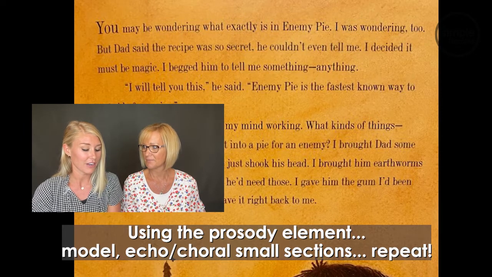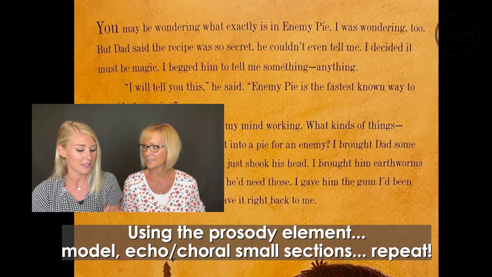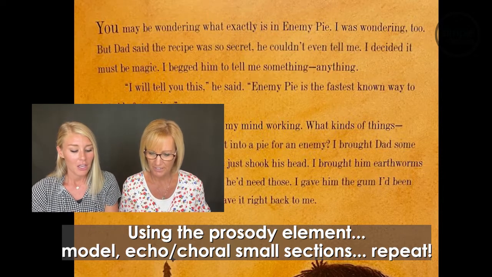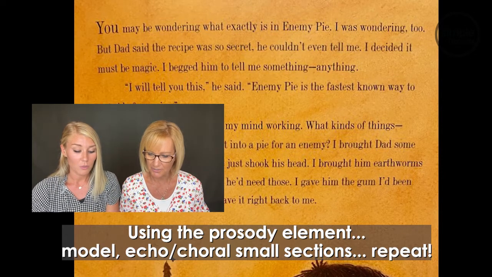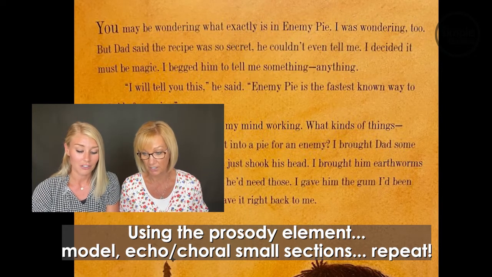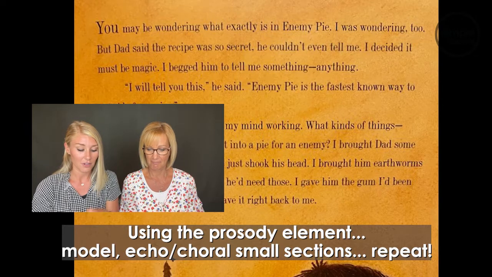My intonation was right at the beginning. Maybe I could even say my intonation with a little bit of volume. Okay, do that with me. Okay. You may be wondering what exactly is an enemy pie. I was wondering too. Great intonation and volume.